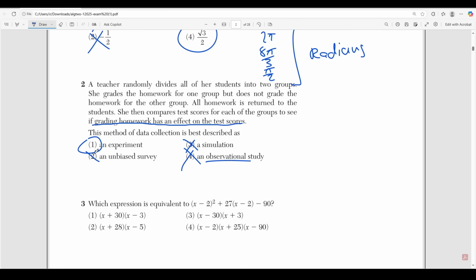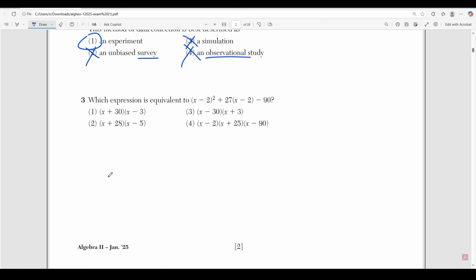And finally, this can't be an unbiased survey because for it to be a survey, you need to ask questions to someone. In this case, she didn't ask questions, she treated them differently and saw the effect of the treatment, which is an experiment. Number 3 asks us to find an equivalent expression to this.